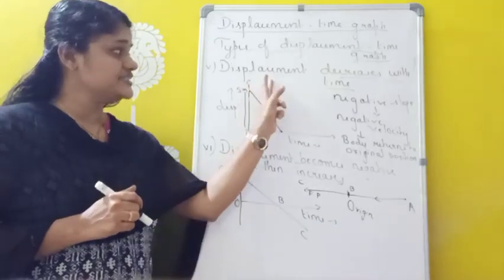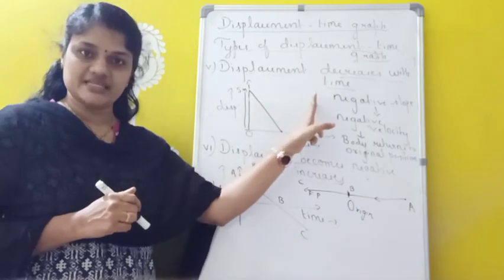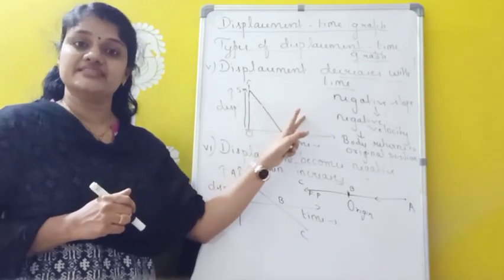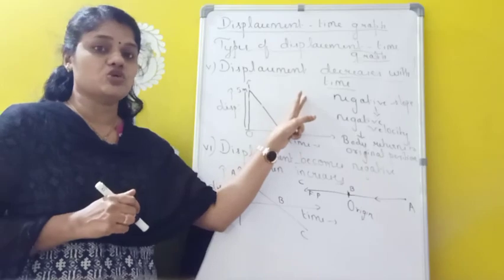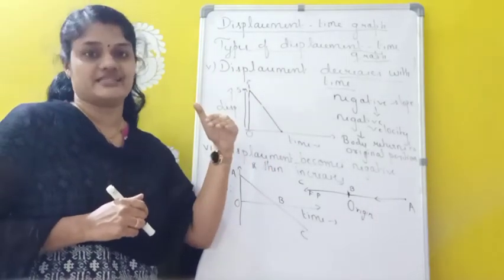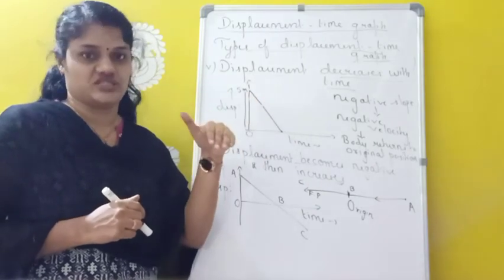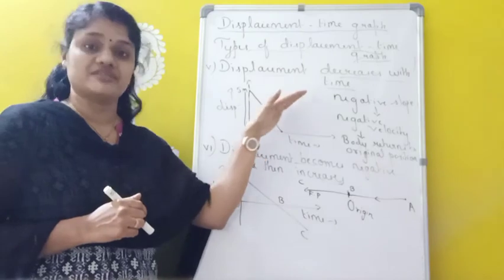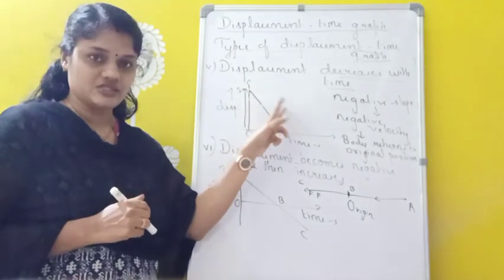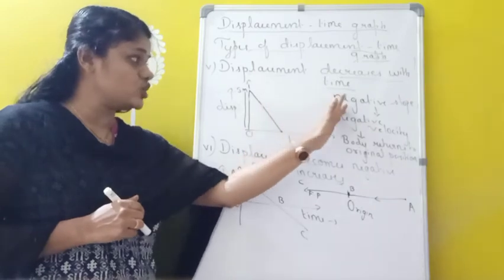Next graph is displacement decreases with time. So here when time is increasing, displacement is decreasing. But this type of graph is not possible for distance time, because when time is increasing, distance cannot decrease. The travelled distance is already there, so we cannot decrease distance. But displacement will be decreasing with time. So this graph is like this. It shows a negative slope.